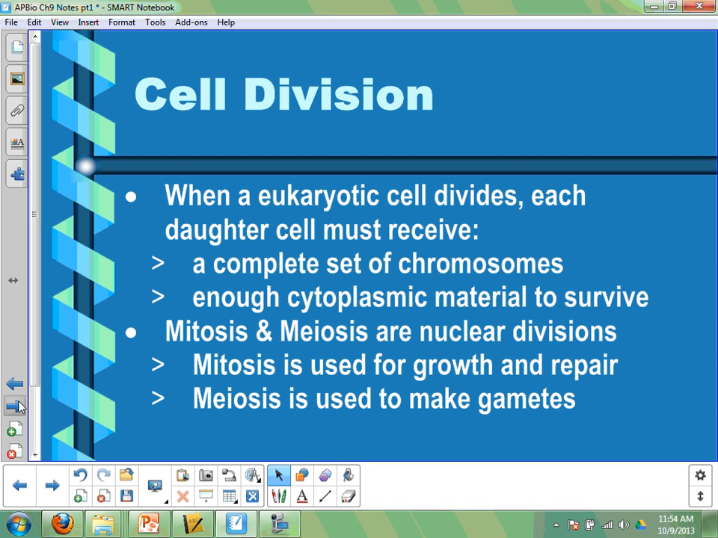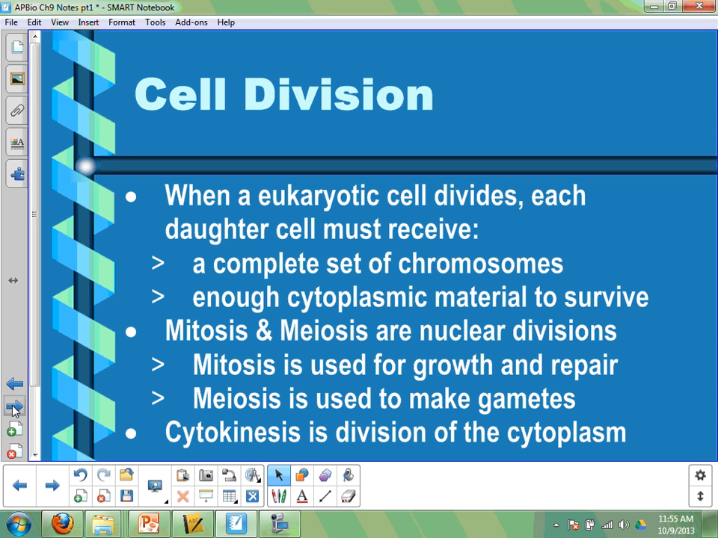Meiosis serves one purpose in animals. It's only used to make gametes. We're going to talk more about how it's a little bit different in plants next semester. For now, let's just remember that meiosis is used only to make gametes. So those 2 terms are each terms for division of the nucleus, but then we also have division of the cytoplasm, which is called cytokinesis. And cytokinesis is going to follow either mitosis or meiosis for the overall division of the cell.